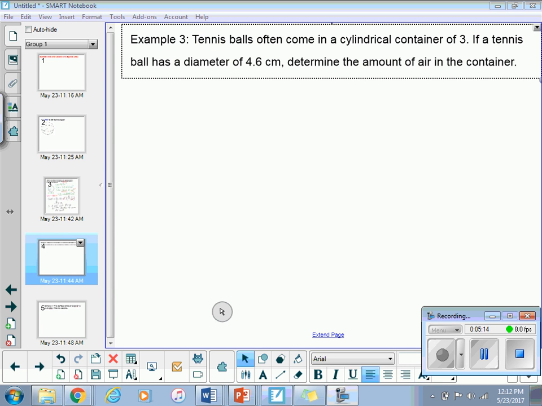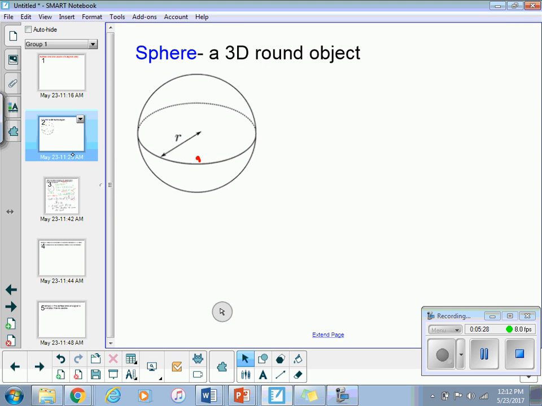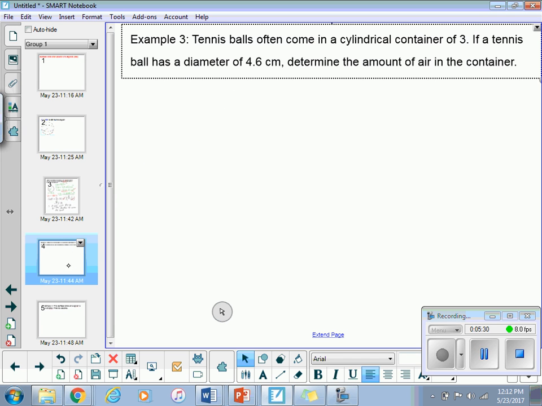Okay, what I want you to do here, for example 3. Oh dear, I just realized I missed example 1. I'm terribly sorry. Oh, I'm sorry, I missed example 1. We can take a look at that in class if you like. I think it's pretty straightforward.